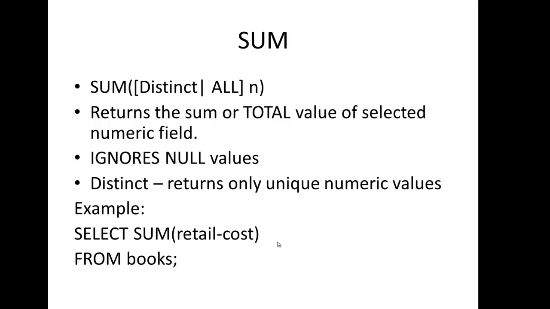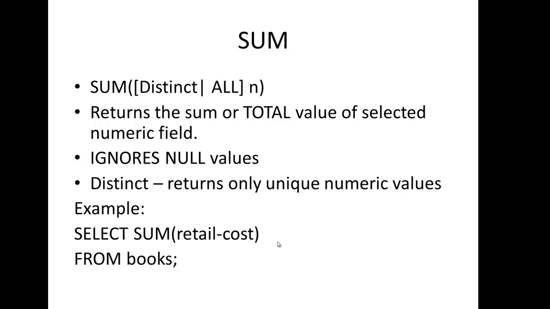I'm going to start off with the first one. The first one is sum, and I want you to know the makeup of the sum function. You can use distinct, you can use all. It returns the sum or the total value of a selected numeric field. It ignores the null values. You can use distinct to return only unique numeric values.